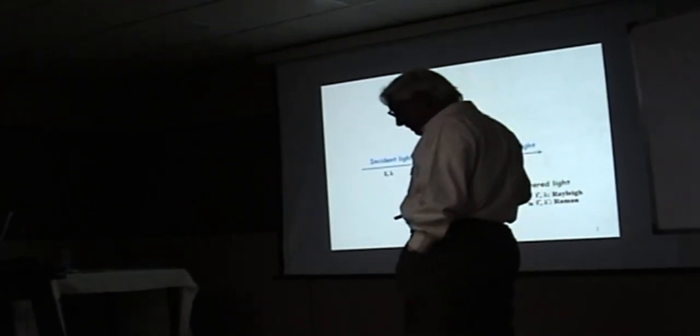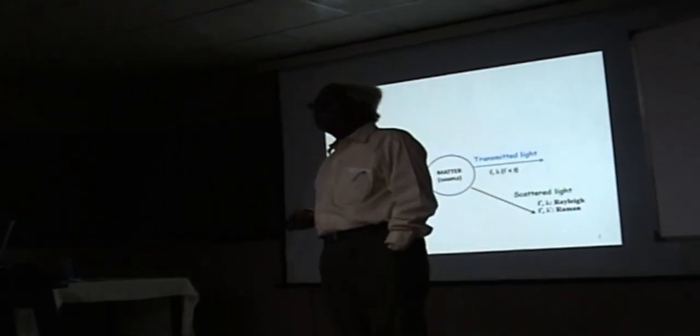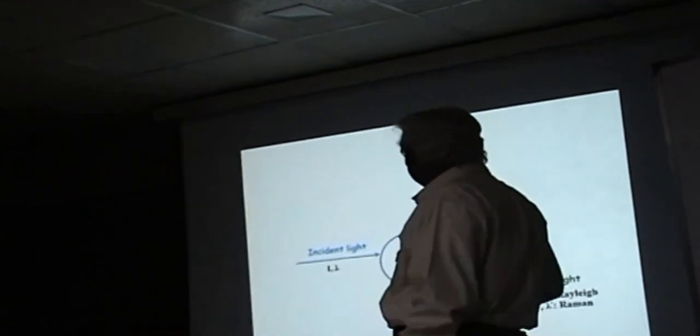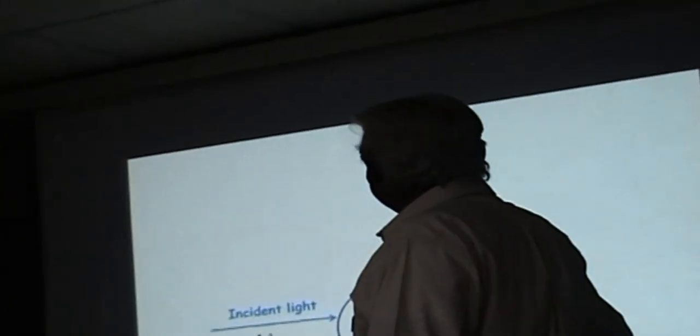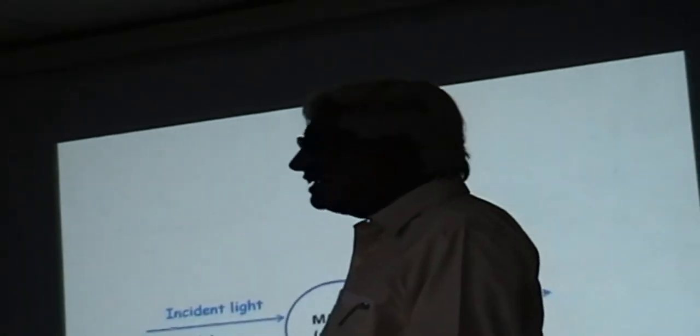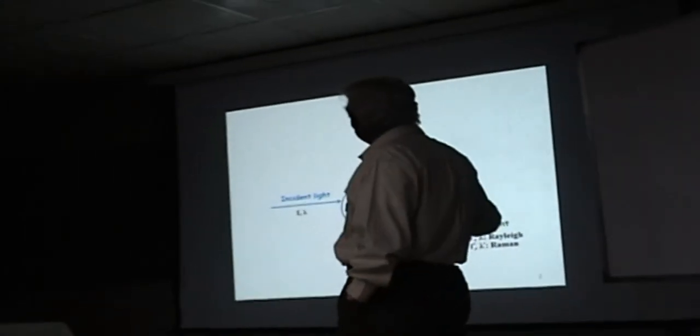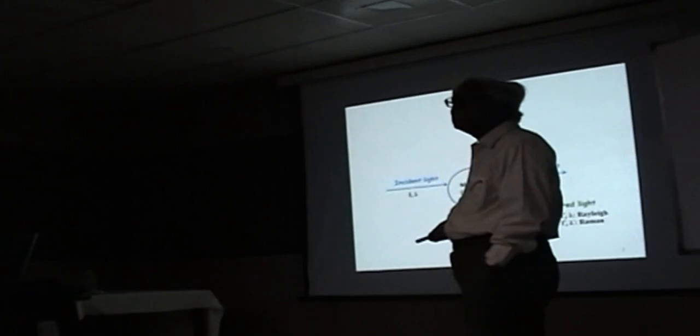And a part of light may be scattered. The scattered light intensity is represented here by I double prime. If the scattered light has the same wavelength as that of the incident light, we call this scattering Rayleigh scattering. And if it is different from that of the incident light, we call this Raman scattering.